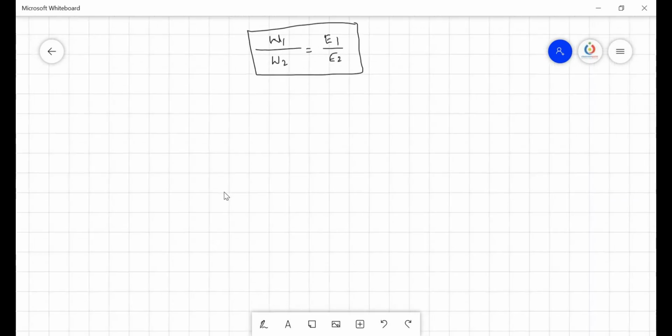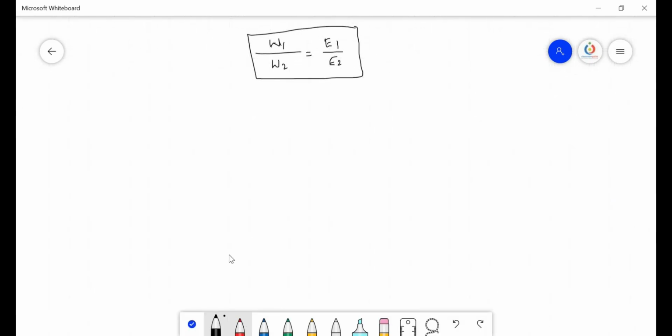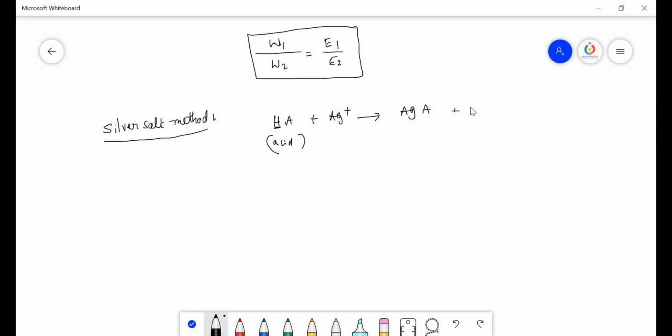So these formulas are almost similar. Let us try to see which other formulas are helpful. One more method is the last one, the silver salt method. This silver salt method is useful where an acid like an organic acid reacts with silver Ag plus, giving the silver salt, and the H plus of the acid will be replaced. So silver salt is formed. This is the silver salt.